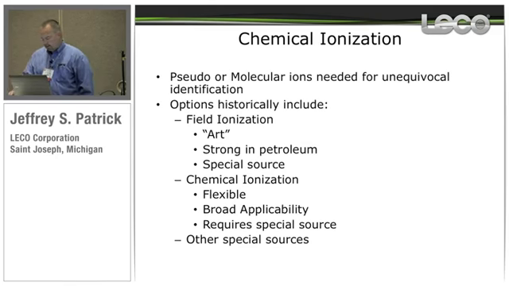And then finally, hydrocarbons and petroleum compounds provide a lot of challenges. One of them is they are very fragile, especially hydrocarbons. Soft ionization is important because it gives you the molecular ion so that you can do robust and confident characterization as opposed to relying on the fragments. The options historically have been field ionization, which is a little bit of an art. It's very strong and well used in the petroleum industry, and it does require a specialized source. Chemical ionization is the other option. It's flexible, broadly applicable. It too requires a special source or modified source. There are other options available, but those are probably the prominent forms.